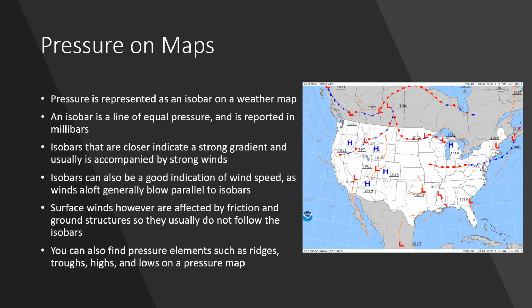Also depicted on pressure maps are what we call troughs. These are indicated by these dashed orange lines that you see, and there are sometimes ridges depicted. There's none on here, but basically those are areas of extended high pressure, whereas troughs are areas of extended low pressure. And we'll look at one of these charts here.